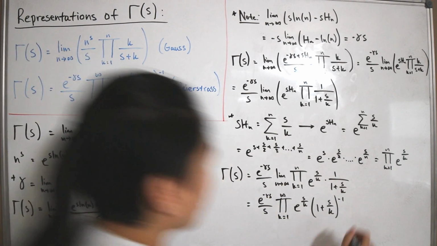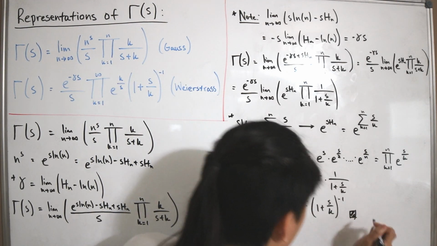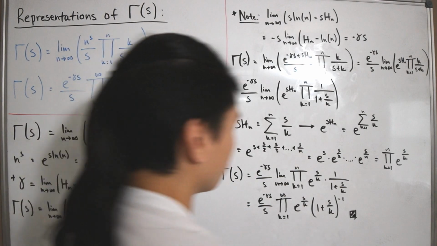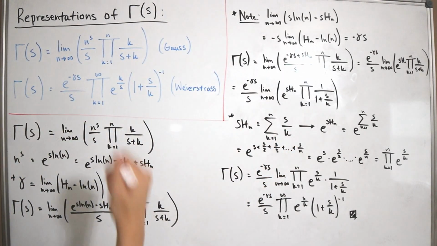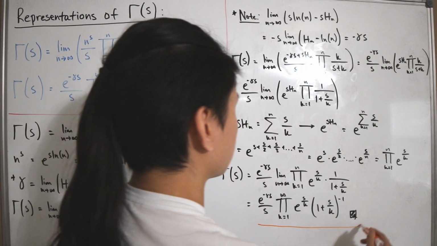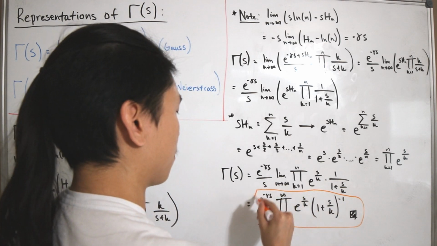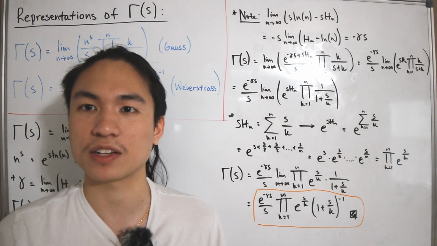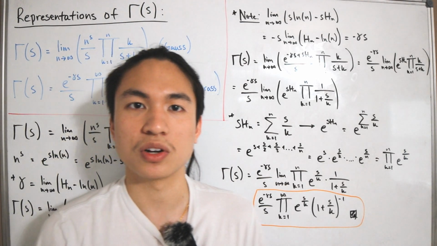And just like that, that completes our derivation proof for Weierstrass's definition of the gamma function, and that also completes the video, as we have completed both derivations of Gauss's and Weierstrass's definitions of the gamma function itself. So there we have it. That's pretty cool if you ask me.